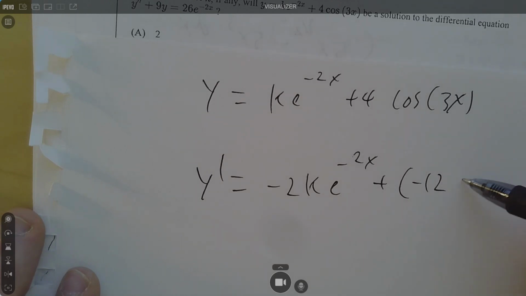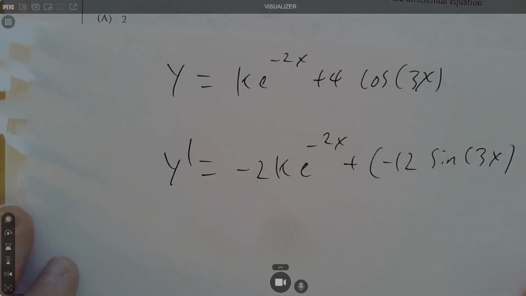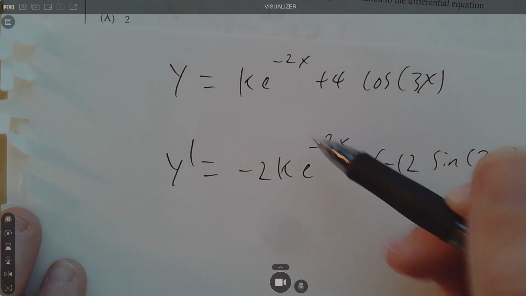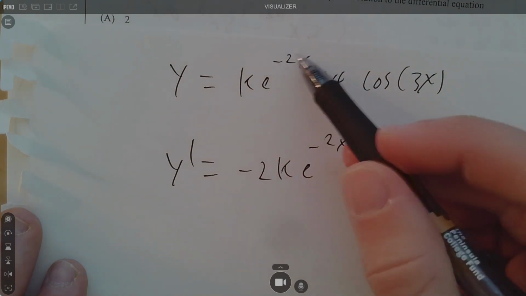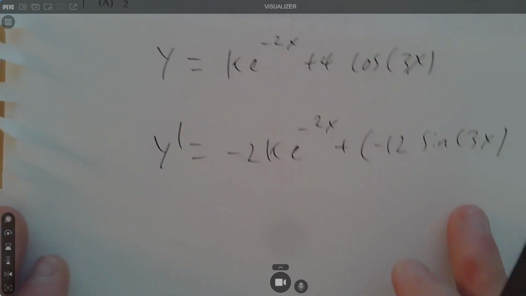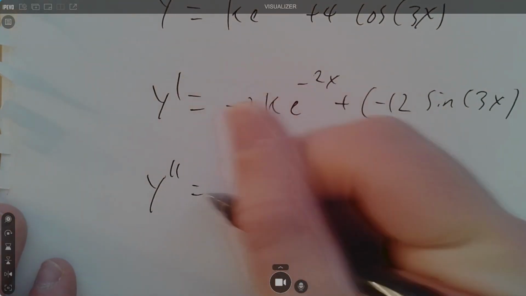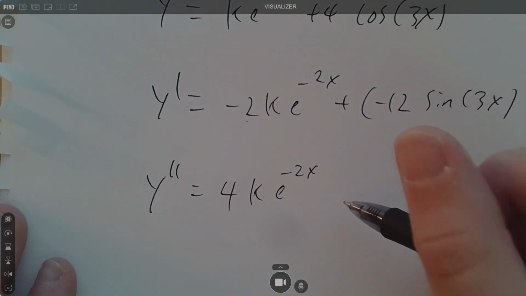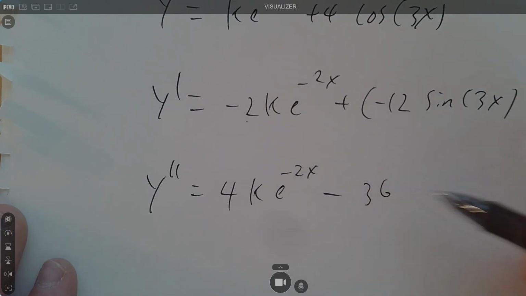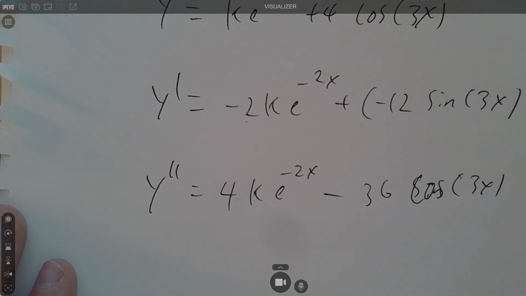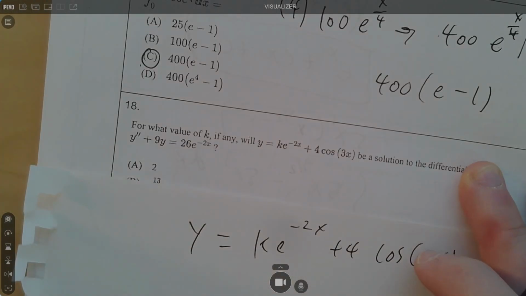Negative 12 sine 3x. Chain rule. Okay, because the e stays, but then you have to multiply by its coefficient up here because it's chain rule. The root of that is negative 2, that's where that comes down. And then same thing here, 3 times 4 is 12, and then cosine's derivative is negative sine, so that's why it's negative. Take the y double prime, we're going to get 4k e to the negative 2x, the derivative of sine is just cosine, minus 36 cosine 3x. Now we'll sub that into this formula right here.